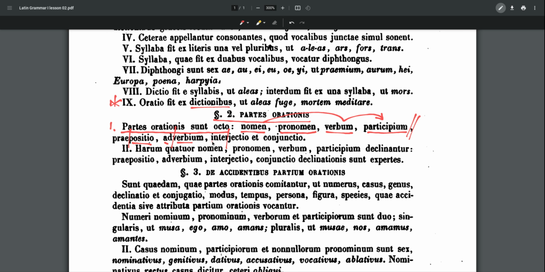Then we have interjectio. Inter means between, and jectio means set or thrown in between. Interjectio. In English, this is the interjection. And what an interjection is, is an expression of an emotion in the midst of speech. So that's where we get interjection from. It's the expression of an emotion in the midst of speech.